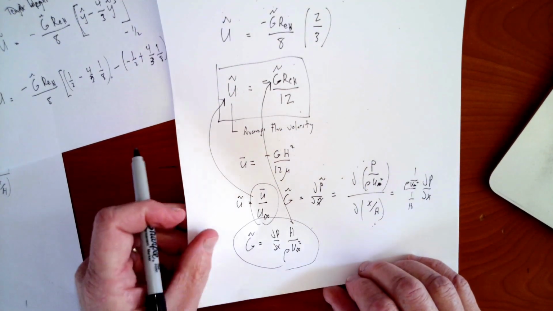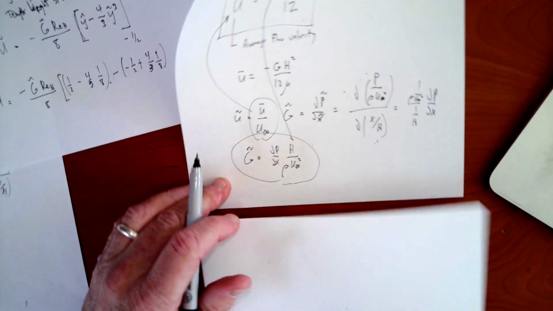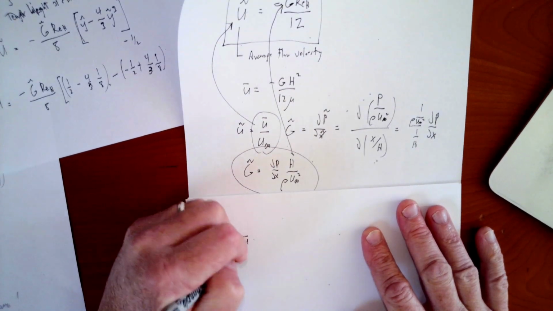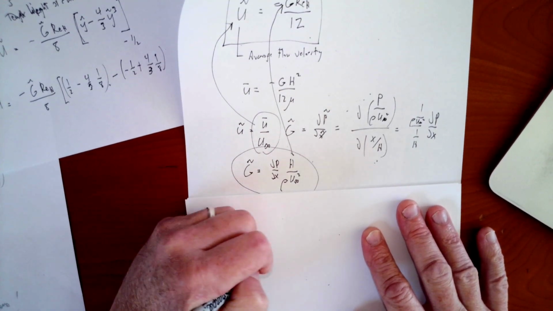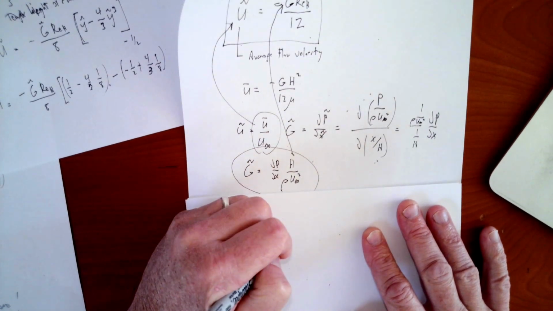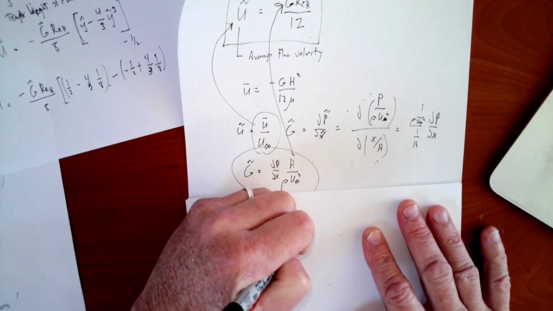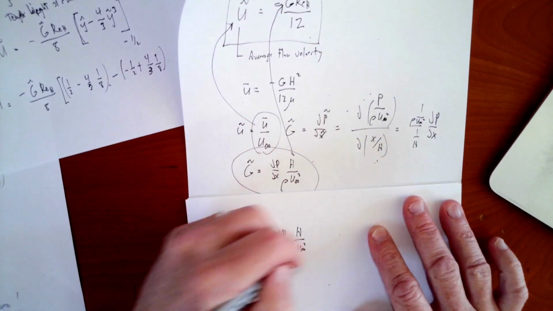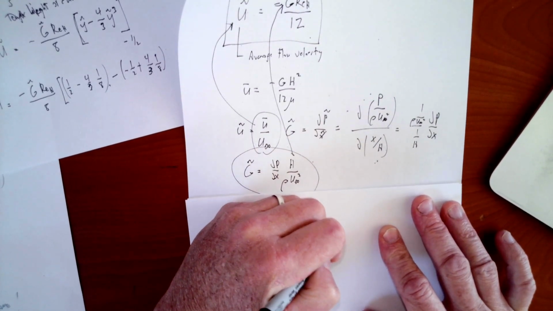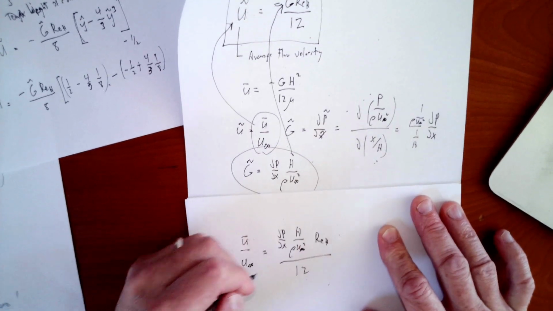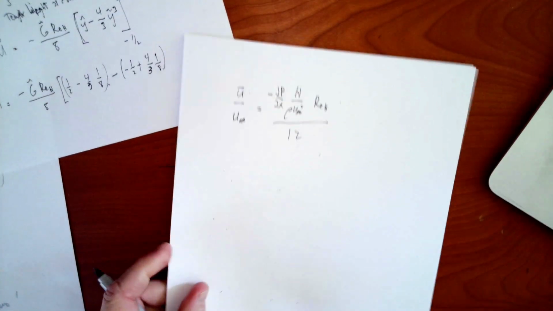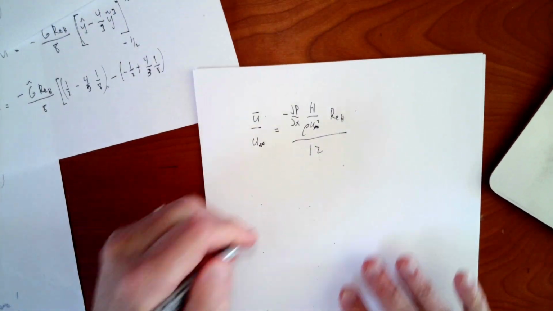So let's see how that works out. That's what I'm plugging in. On the left-hand side, I've got u bar over u infinity, replacing that u tilde. Then I'm replacing the g with dp dx h over rho u infinity squared. Then I've got the Reynolds number, which I'll leave for the moment. And then I've got this 12 hanging out, and a minus sign. So that looks okay.